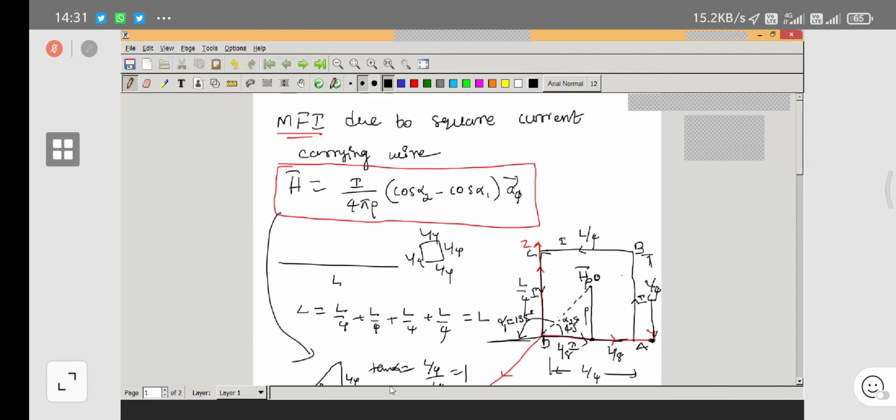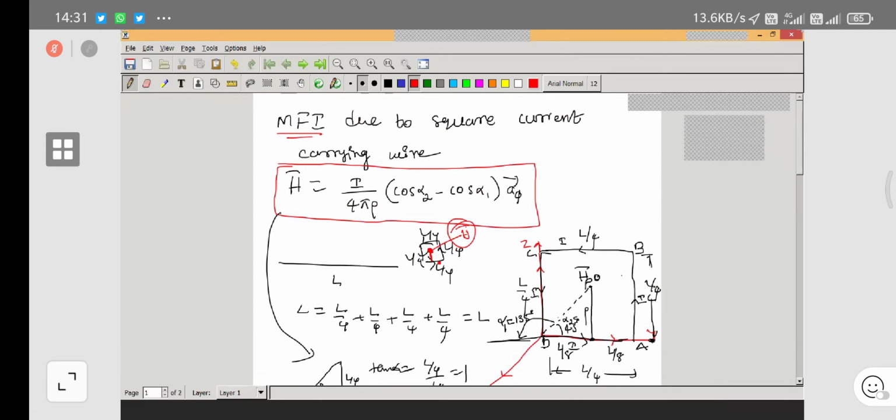At a point P, the current flows in this direction, and we use the right hand thumb rule. The fingers denote the current, coming in or going out, into the screen or out of the screen, and the thumb denotes the magnetic field intensity. We can find the magnetic field intensity located at this point, which I am marking with the red pen. We can connect it to this point.